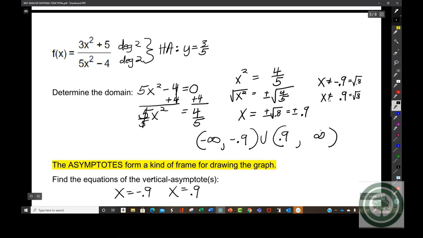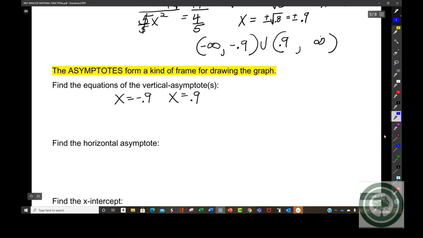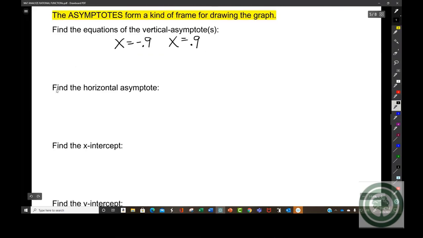All right, so we'll bring that down here. And that's when the degrees are the same, you take the leading coefficient on top and put it in a fraction over the leading coefficient on the bottom. So that's where the 3/5 comes from. So the horizontal asymptote is the line y equals 3/5. See, this can start going pretty fast.